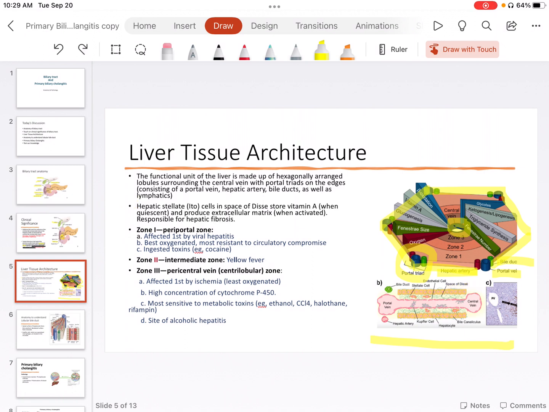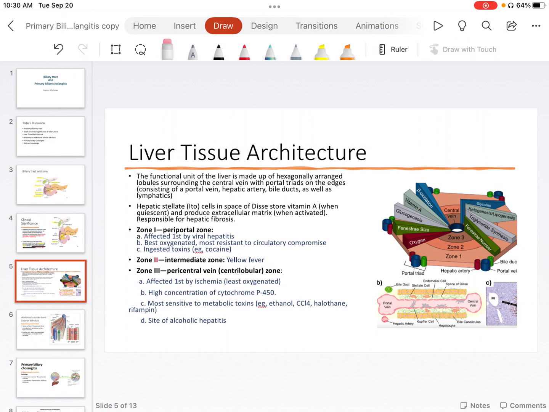So what happens when there is fibrosis? Which conditions cause fibrosis in zone 1 of the liver, which is the periportal zone? It is affected first by viral hepatitis, which could be hepatitis A, B, or C, and it is the best oxygenated area and most resistant to circulatory compromise. And ingested toxins, for example cocaine, can also impact this area of zone 1.